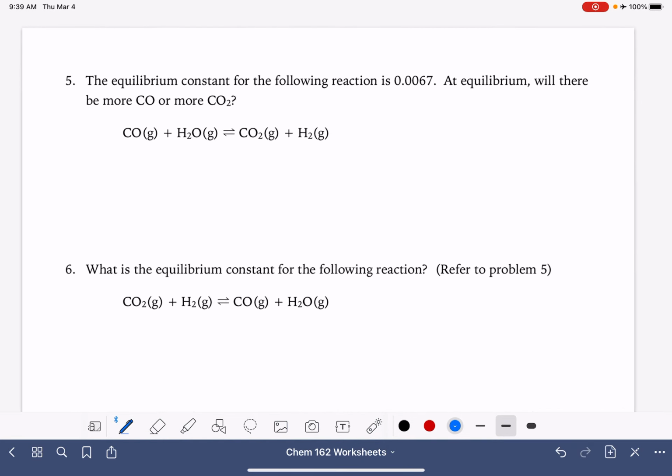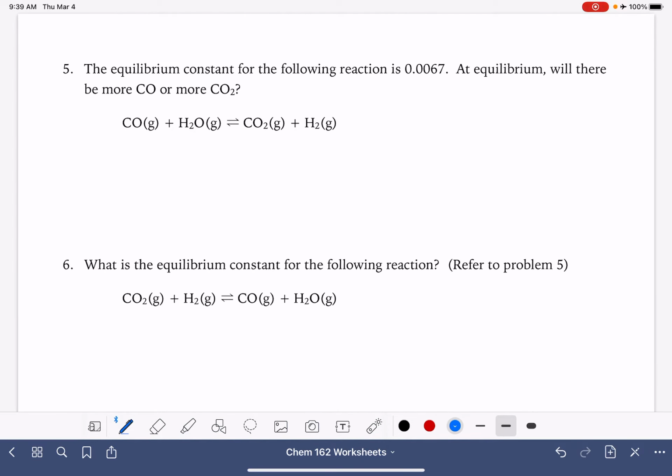And so now we have some questions asking us to interpret the values of the equilibrium constants. So this tells us that the equilibrium constant for this reaction, we don't know if it's a Kp or a Kc, but it doesn't matter. The equilibrium constant is 0.0067. At equilibrium, will there be more CO or more CO2? It might be helpful to write an equilibrium expression, so I'm going to go ahead and do this over here. CO2, I'm just going to assume that this is a Kc. Again, it doesn't matter if it's a Kc or a Kp.